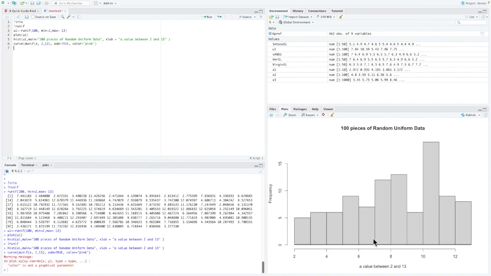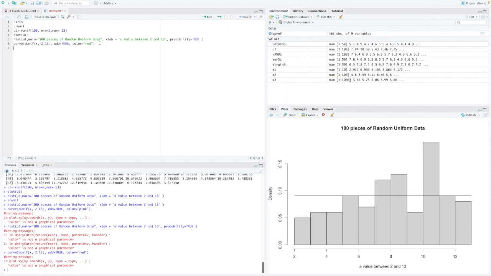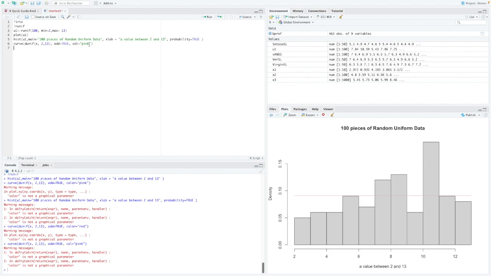Okay, now that didn't work. Why didn't that work? Well, remember from our R norm video that this would have to be a probability distribution. So I need to do probability equals true or frequency equals false. Again, either of those would work. And then pink's not in my parameters, so we'll do red. All right, so there, oh, it should be col, not olive color, color. I can do pink. Don't be afraid to break stuff. All right, so let's run this.